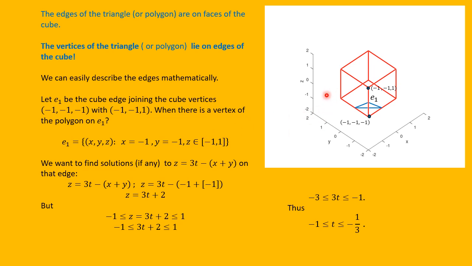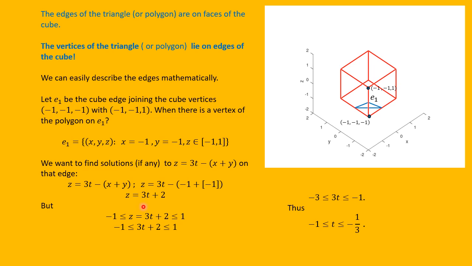So can there be a vertex? When will there be a vertex on this edge E1? Well, first of all, let's remember that the equation of the plane containing this polygon was z = 3t minus the quantity x plus y. So if you're looking just at this edge here, where x and y are both minus 1, that says that z = 3t minus the quantity minus 1 plus minus 1, which simplifies to z = 3t + 2.